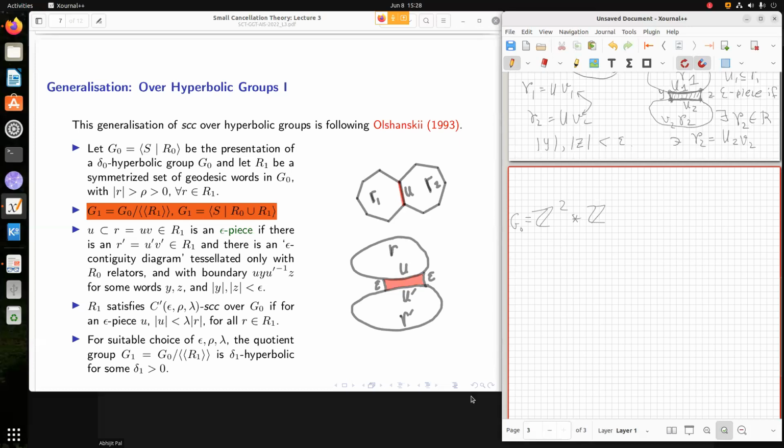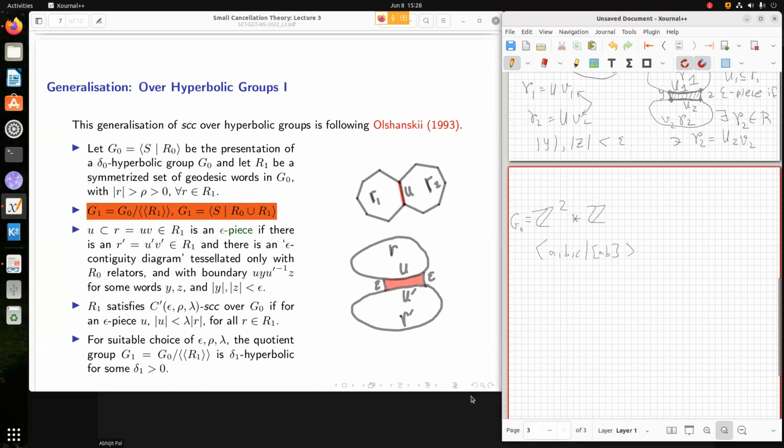So the presentation of G naught is generated by A, B, C, and it's a one-relator group: A B A inverse, C inverse, commuted. And what will G1 be? So R1 you have to define, right?